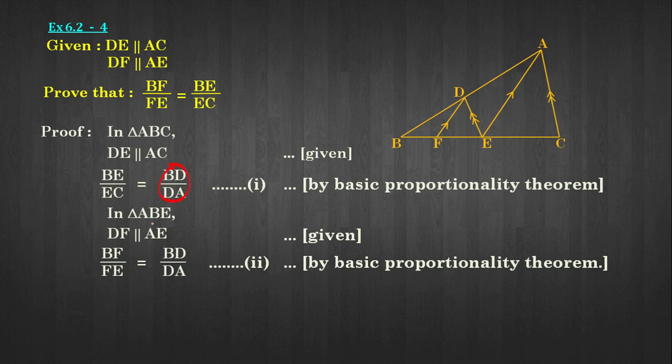From 1 and 2, BD by DA, the right side, is equal, then we have to compare the left hand part of equations 1 and 2. BE by EC is equal to BF by FE, from 1 and 2. So hence the proof of the problem. In this manner we have to solve the problems.